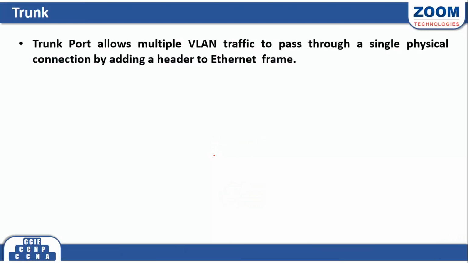A trunk port allows multiple VLAN traffic to pass through a single physical connection by adding a header to the Ethernet frame. So read this point again and tell me the answer. How does a trunk port allow multiple VLAN traffic? It is clearly mentioned: a trunk port allows multiple VLAN traffic to pass through a single physical connection by adding a header to the Ethernet frame. So please remember how exactly trunk allows multiple VLAN traffic, by adding a header to the Ethernet frame. Agree?